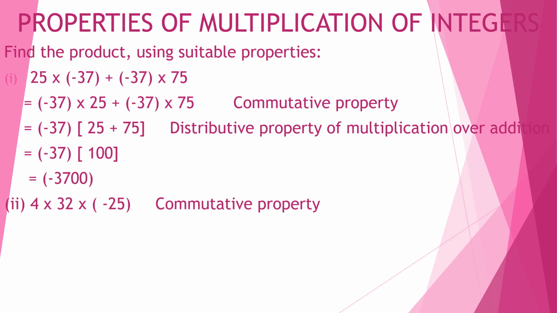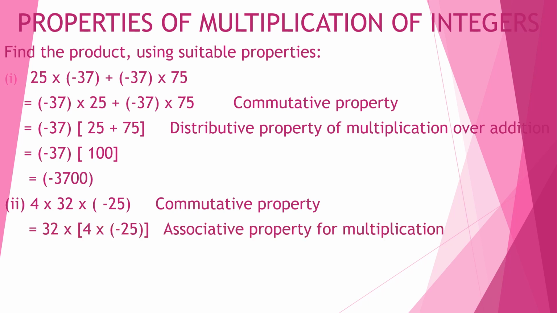Now 4 into 32 into minus 25. I use the commutative property to make 4 and 25 together because it's easier for me to multiply. 32 into 4 into minus 25. So I've now used the associative property for multiplication and 32 into minus 100, because 4 is positive and minus 25 is negative, the product will be negative. Now 32 into minus 100, a positive integer multiplied by a negative integer gives me minus 3200.